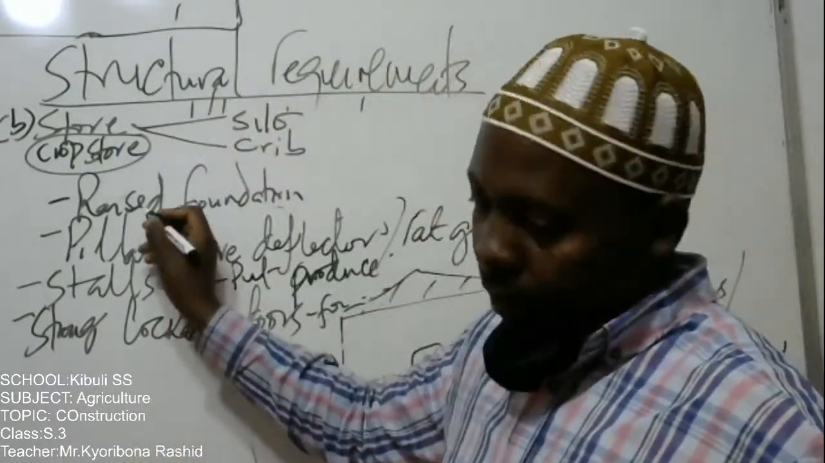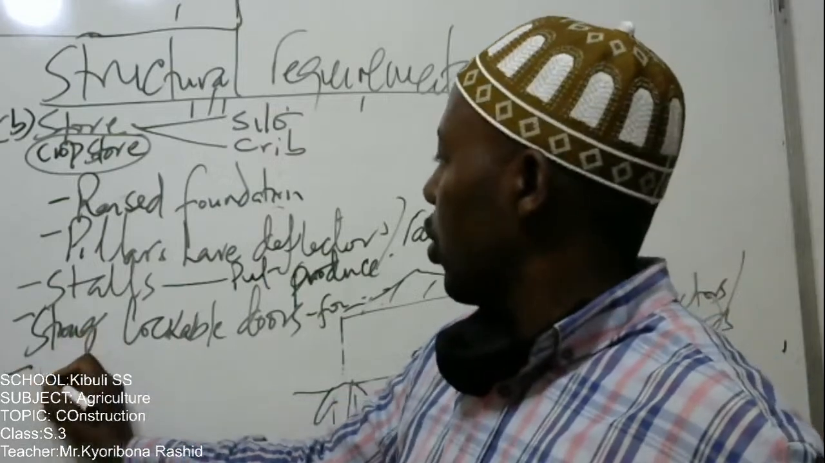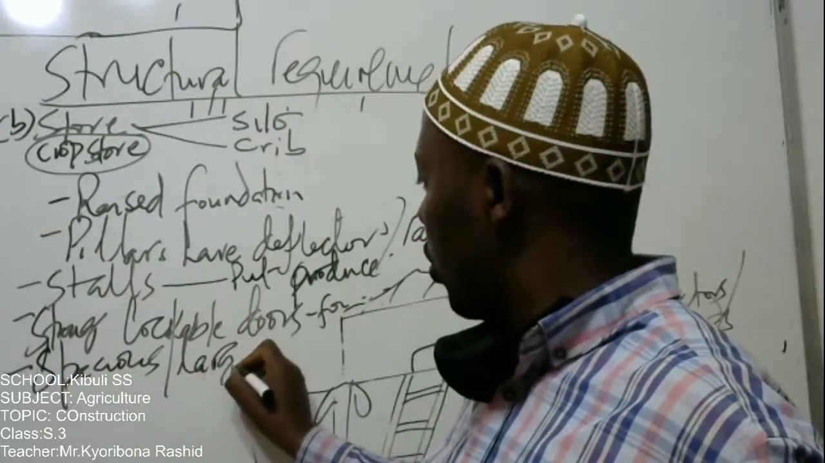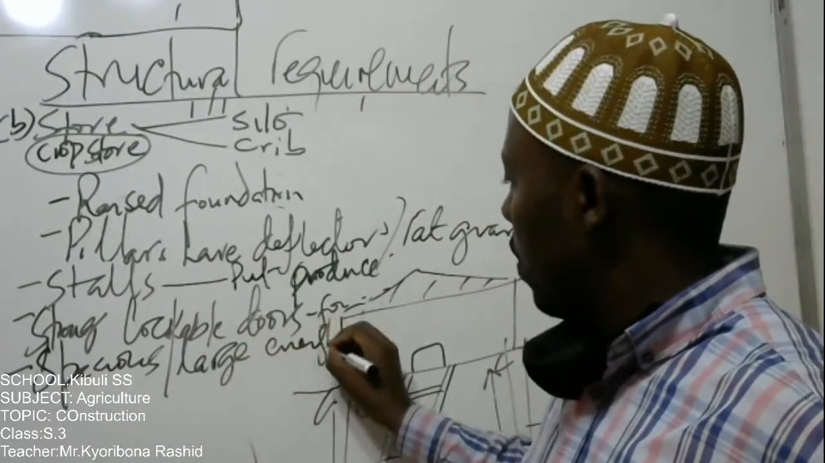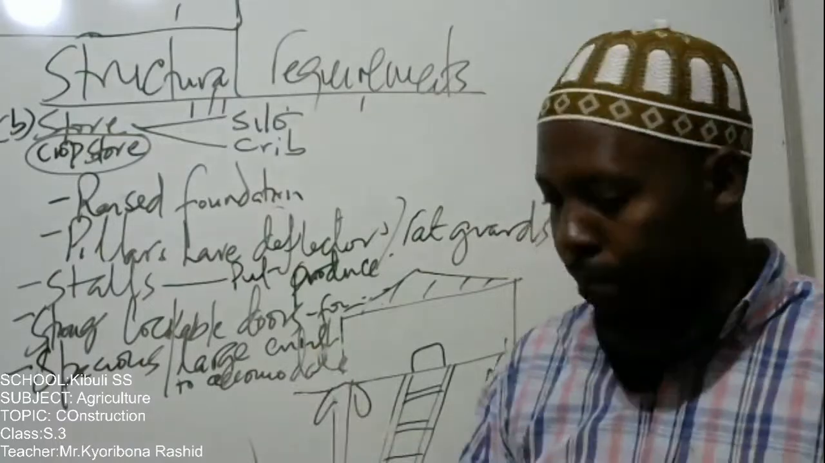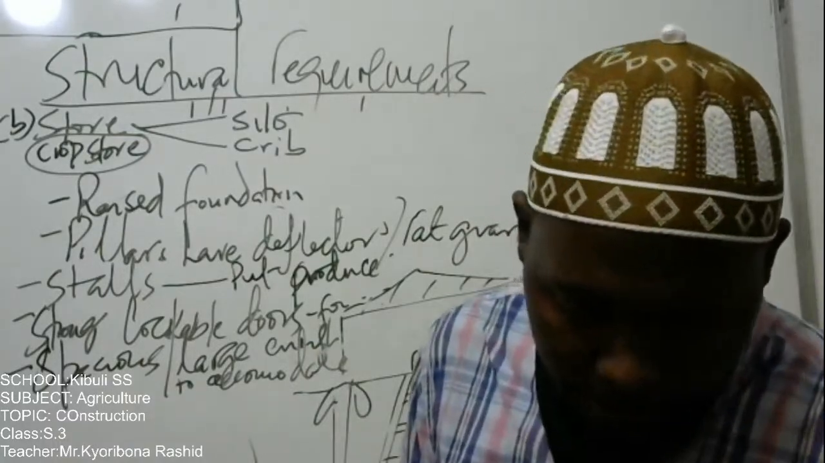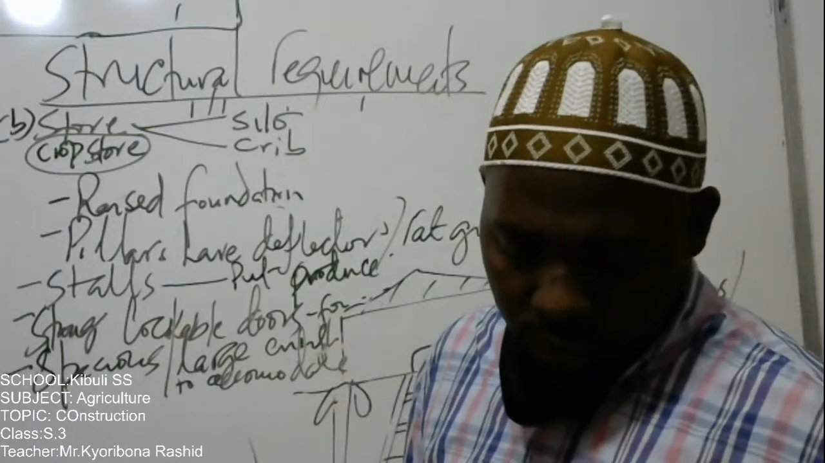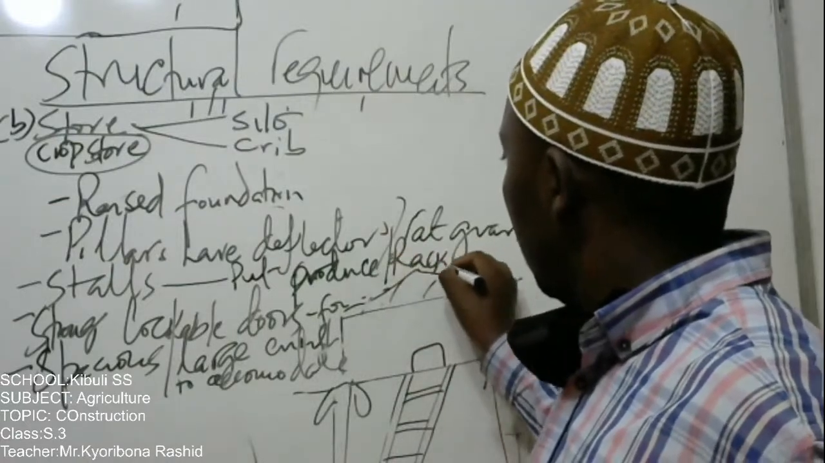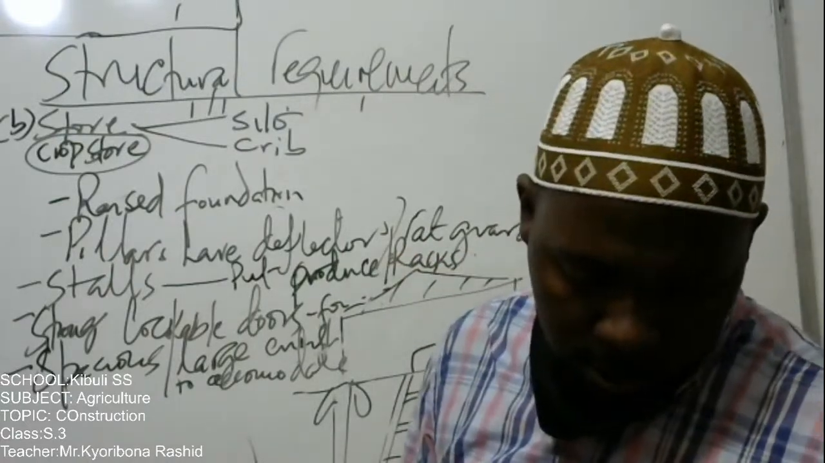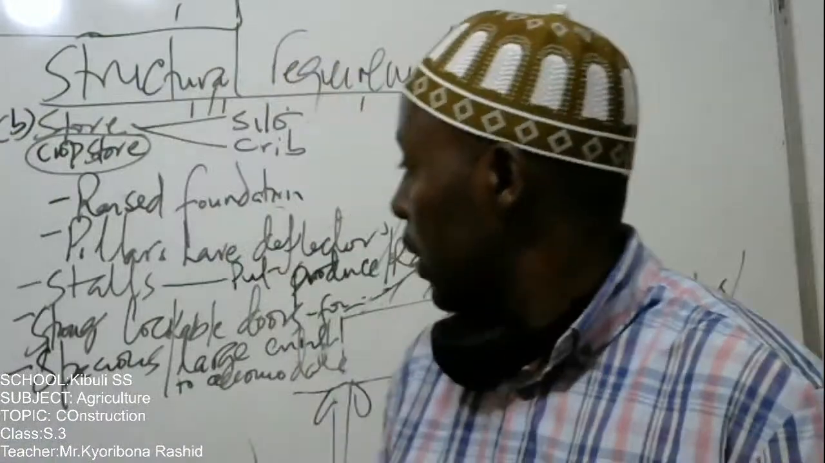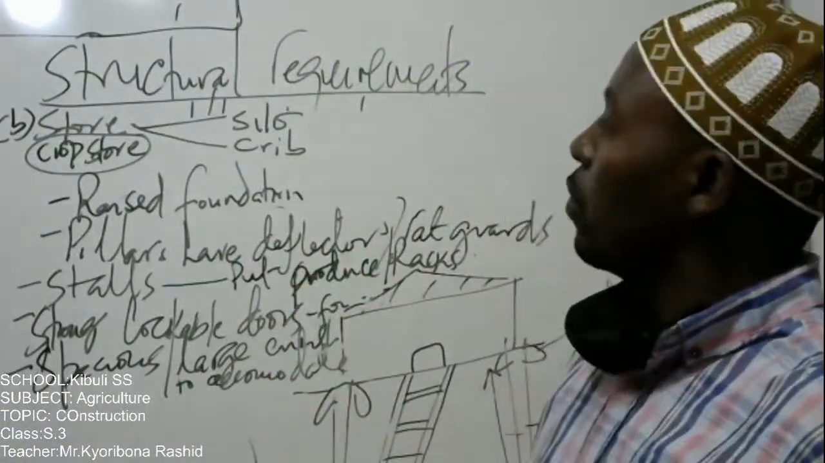Of course, it should be large, spacious, large enough to accommodate produce. Yes, and then it should be fitted with racks. So it could have stalls. This is the same as racks. And so on and so forth. Now that is the structural requirement of the crop store.